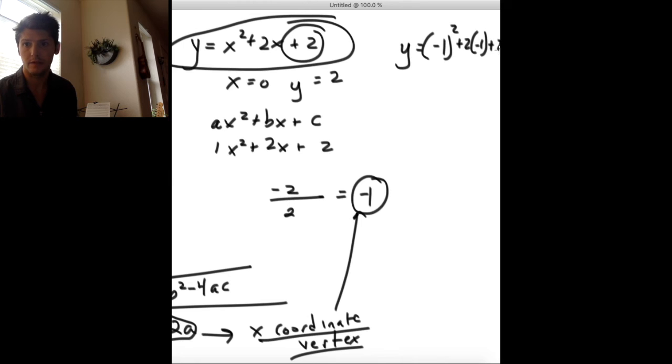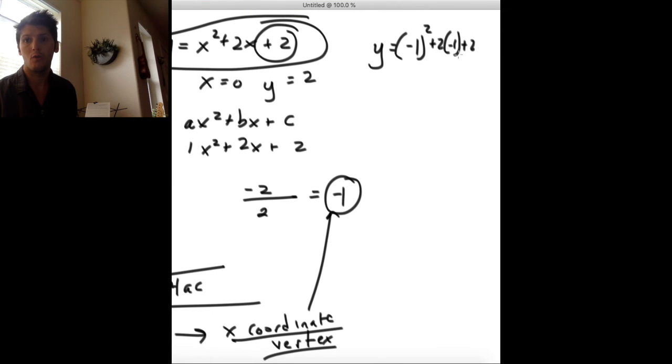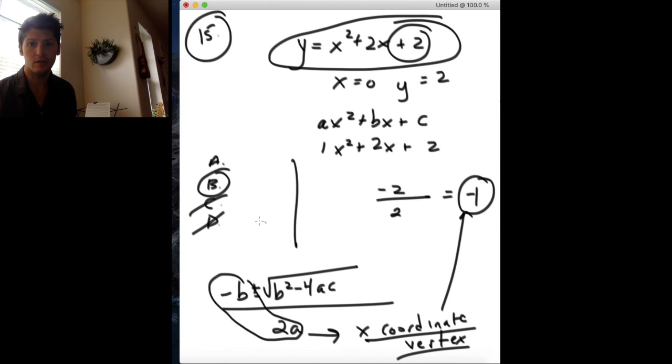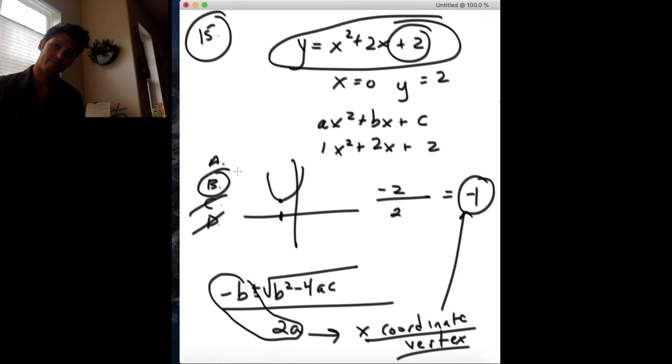Ran out of space there. There we go. So that would be y equals 1 minus 2 and then plus 2, which is just positive 1. And only one answer choice has a vertex that has a negative x value and a positive y value. And that is answer choice B. So that's the way I would do it.